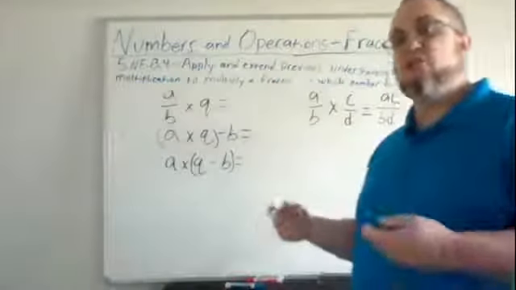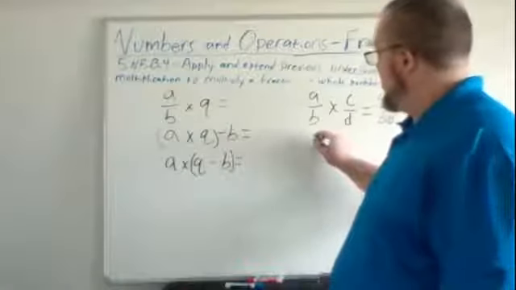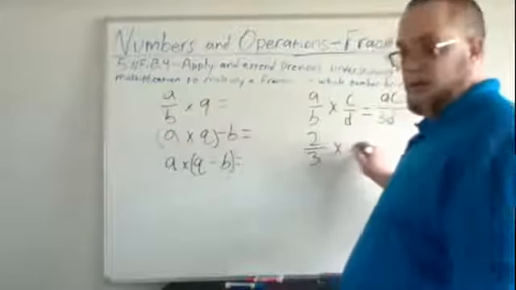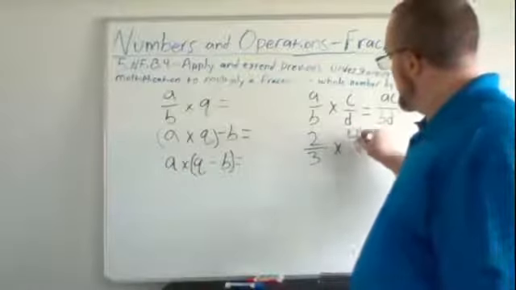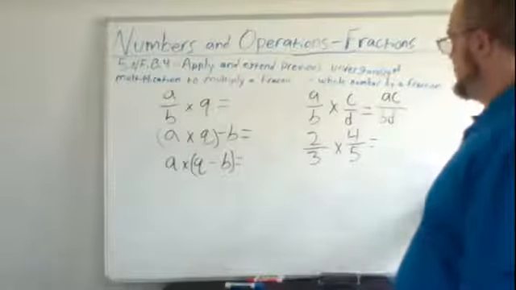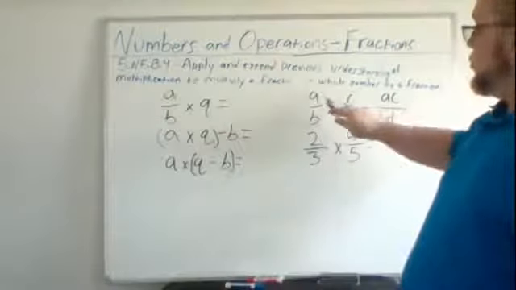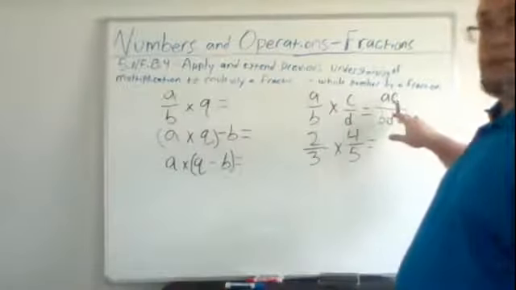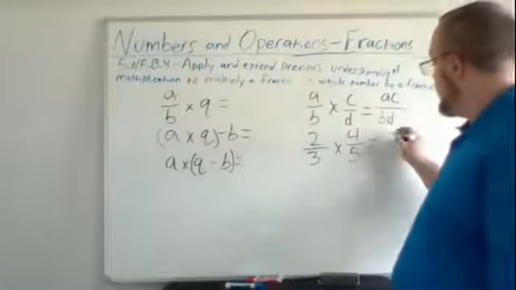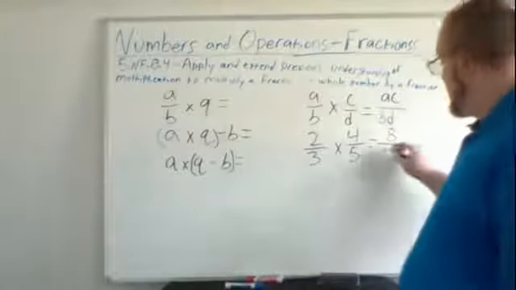It's easier to understand when you're using real numbers. So let's give an example of using real numbers. For this equation, we're going to do 2/3 times 4/5 equals blank. Like in this equation on top, we multiply the two numerators to get the numerator of the answer. So in this case, 2 times 4 is 8 over 3 times 5, which is 15.